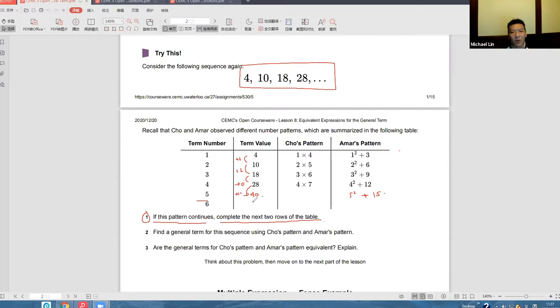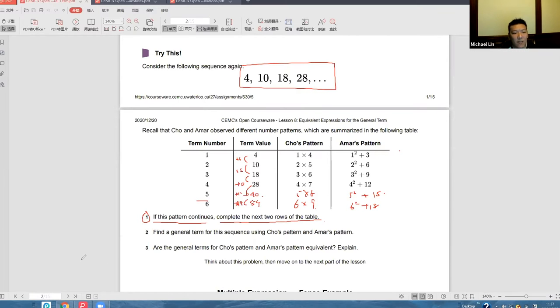And then the next one people already answered is 54. Good job. Plus 14, right? Very good. So again, this one will be 6 squared plus 18, and you'll notice that it does give you 54. Same thing with this one. This could be 5 times 8, and this would be 6 times 9, okay? So both of their patterns are absolutely correct.